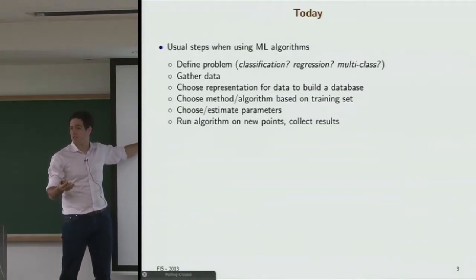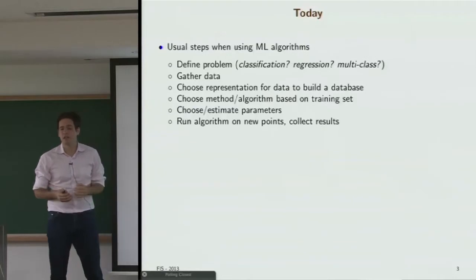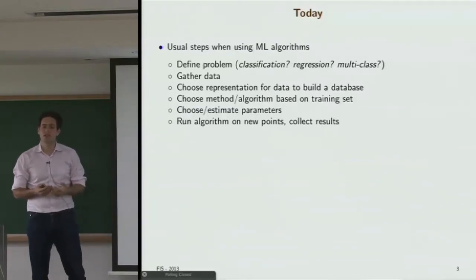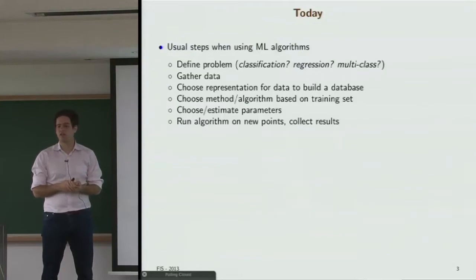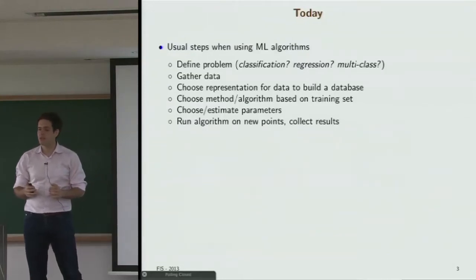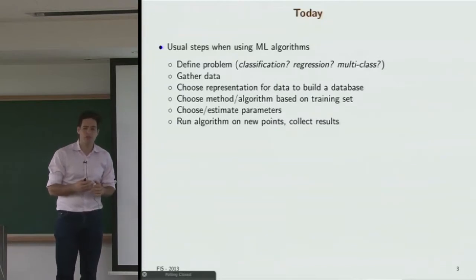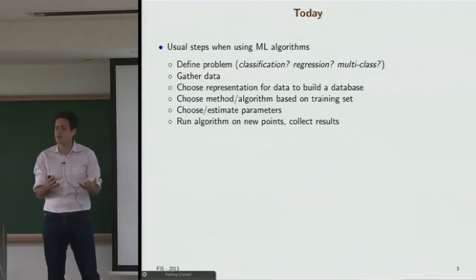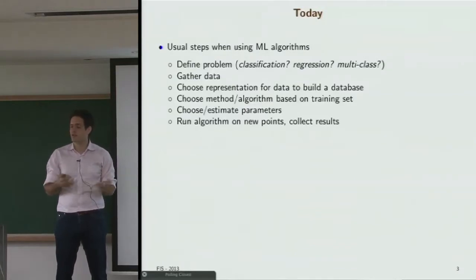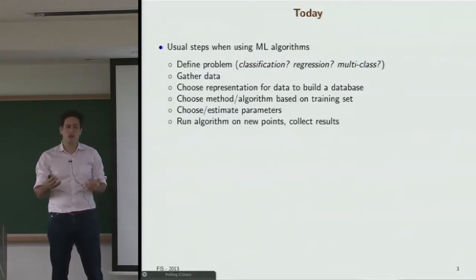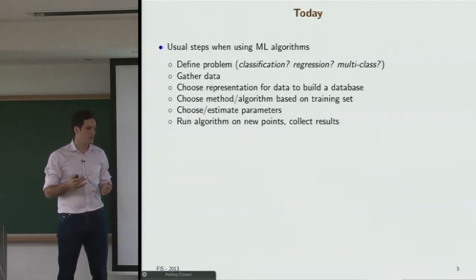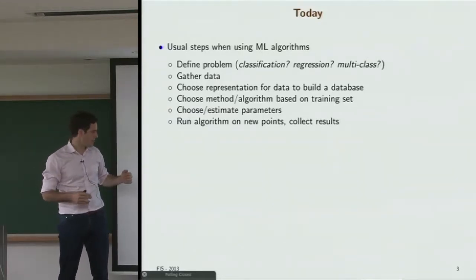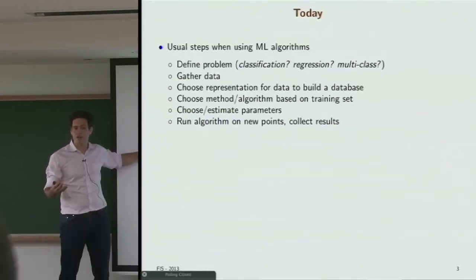Then typically you would choose a representation of data to build a database. So you would build features, define what kind of resolution you want your images to be, what kind of descriptors you want to use for those images or for those graphs, etc. And then you will choose a method or an algorithm, one of those that we have mentioned so far. You will have to choose between maybe a perceptron, a support vector machine, logistic regression, or least squares regression if you want to do regression, lasso, forward, backward, etc. Then you have to run the algorithm itself and choose the parameters.